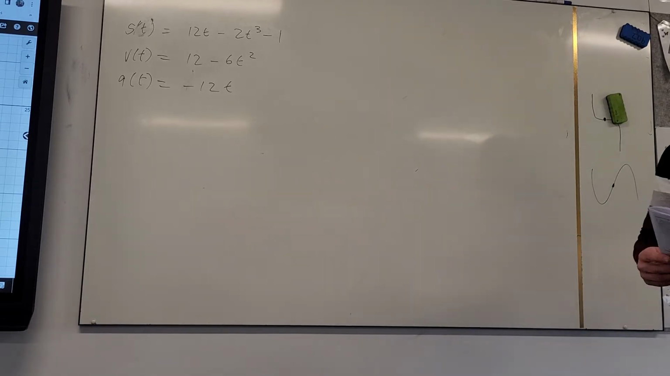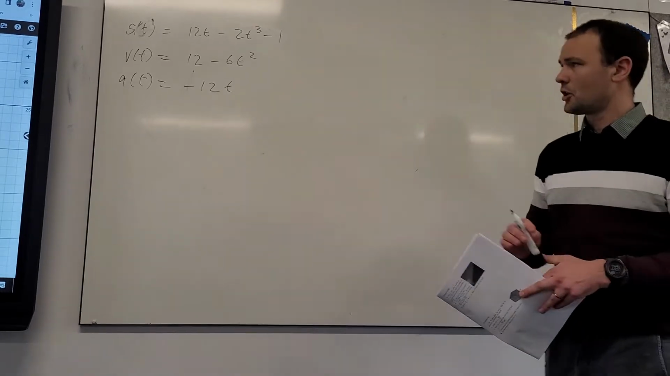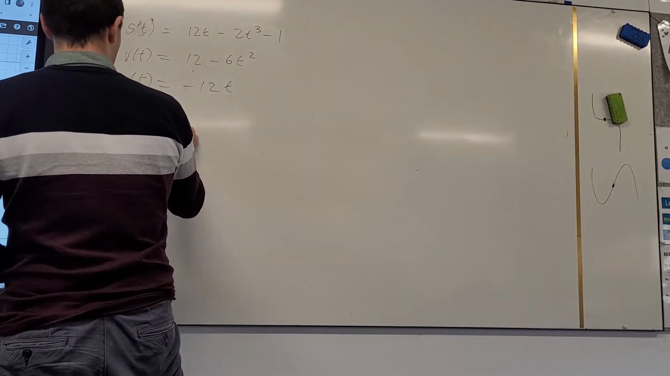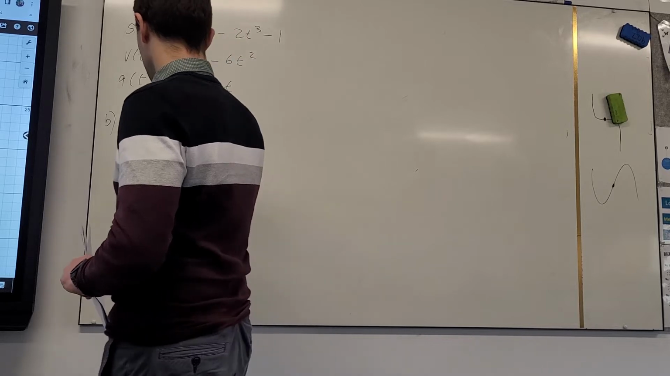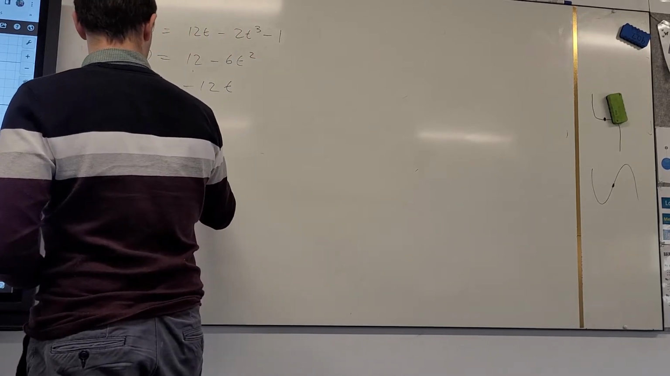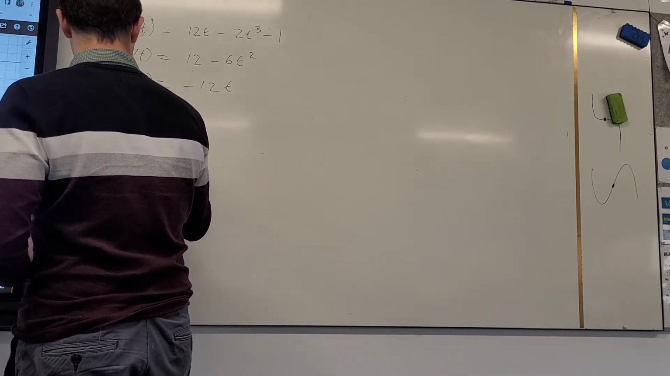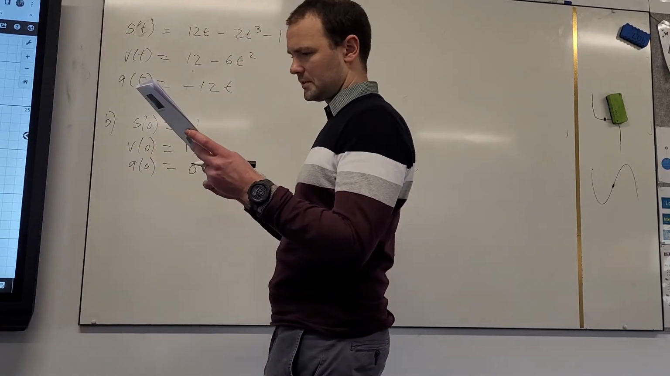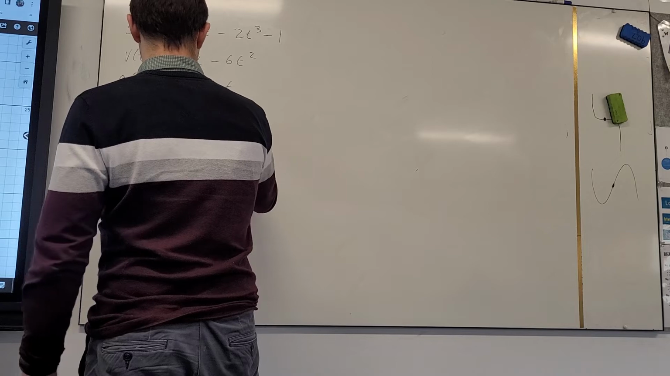Okay, part B, find the initial conditions and interpret their meaning. So that means when time is 0, what's the displacement? What's the velocity? And what's the acceleration? And let's put some units there, centimeters and seconds.